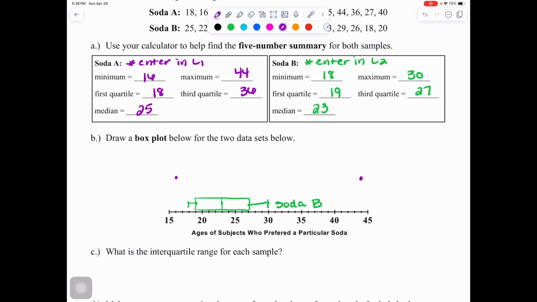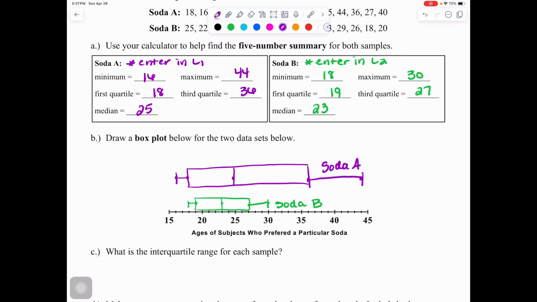Then we had a first quartile of 18, third quartile of 36, and then our median was 25. So again, we're going to put a tail at each end, and then the middle 3 are going to create a box, rectangle, and then vertical at the median. And this is soda A. So that is what a box plot would look like.